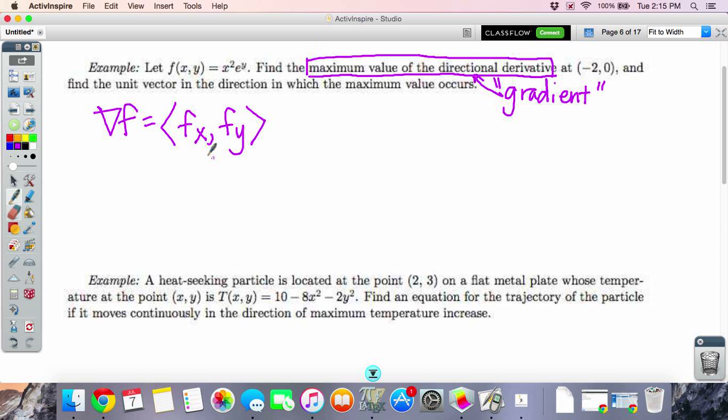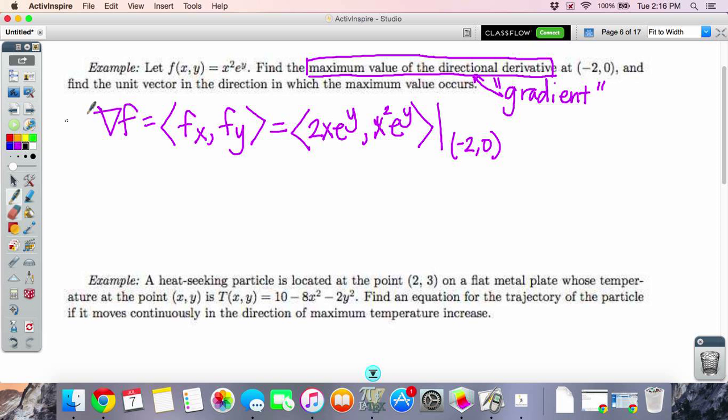So the partial with respect to x, which in this case is just 2x e to the y, and the partial with respect to y, which is x squared e to the y. Now this gives us a particular point. So this gives us the point -2, 0.